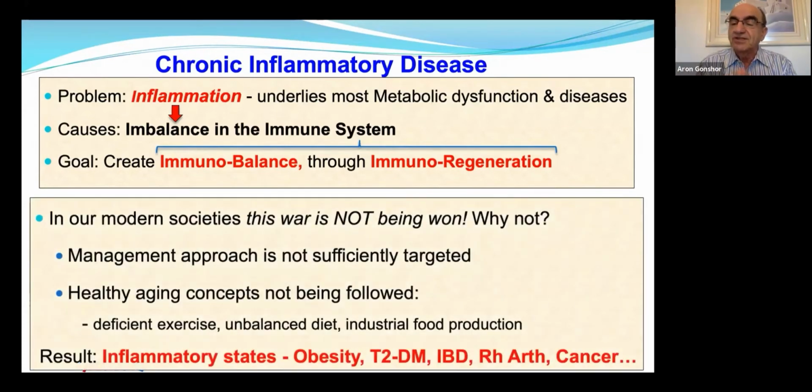In our modern societies, this war is not being won, folks. And Carl mentioned that earlier. And why not? Because the management approach is not sufficiently targeted. The healthy aging concepts are not being followed. There's deficient exercise. We have an unbalanced diet. There's industrialized food production, to say the least. So the result is a plethora of inflammatory states: obesity, type 2 diabetes, inflammatory bowel disease, IBD, rheumatoid arthritis, cancer, etc.